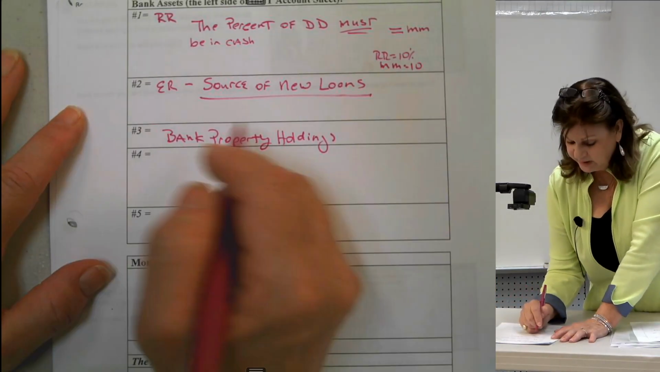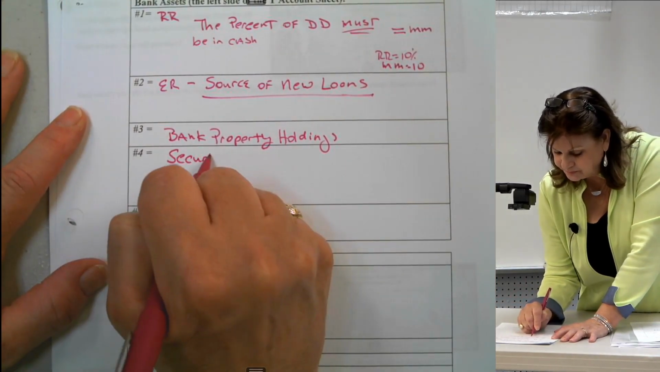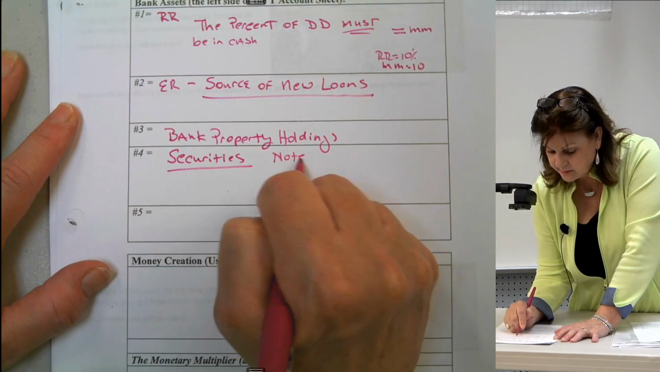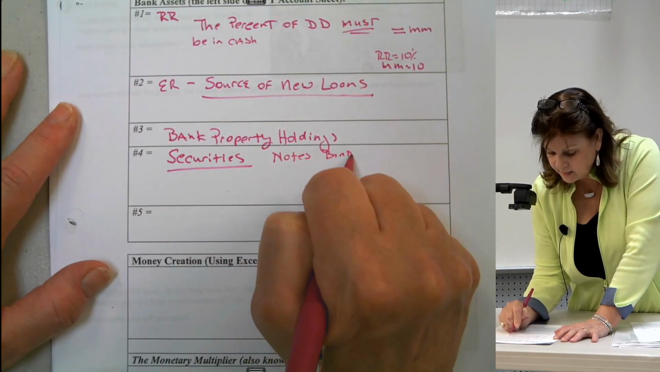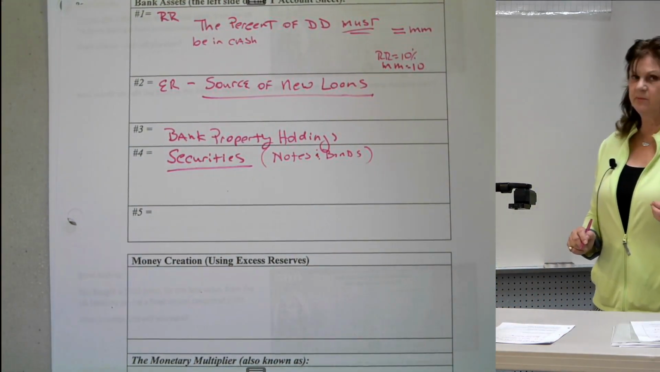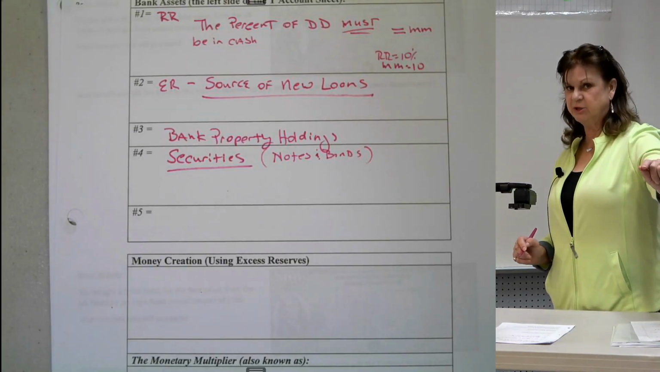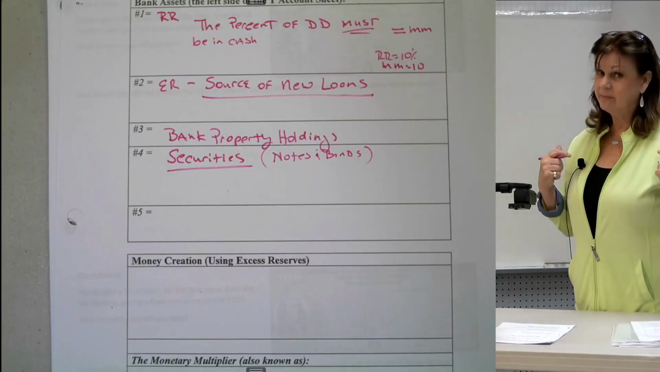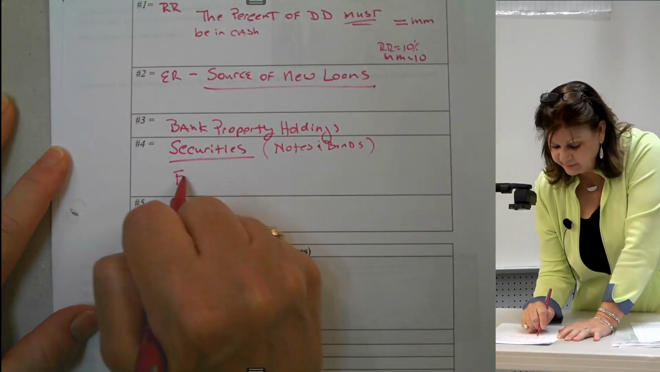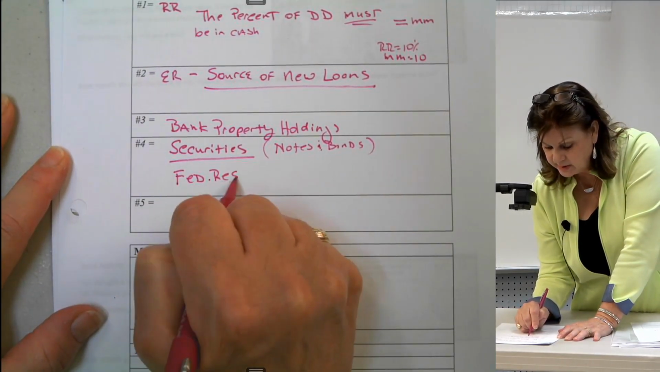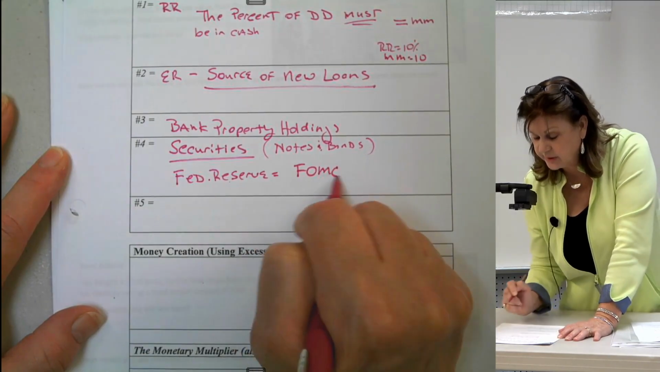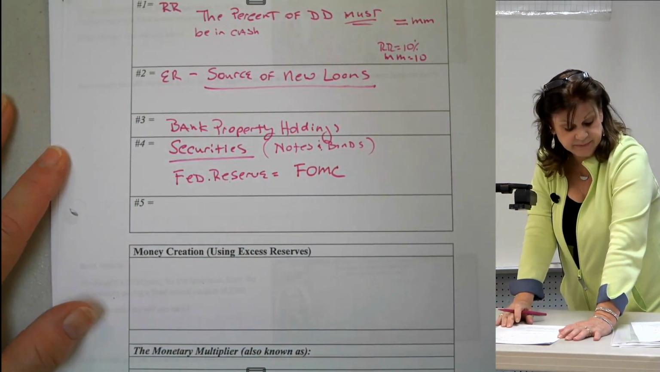But what is important, we get to number 4, and this is the securities. Now, securities are notes or bonds that banks hold. Who issues these securities? The federal government issues them. Now remember, if the federal government sells us securities, they are taking money out of our system. If they buy securities from us, they are putting money into our system. The Federal Reserve decides how many of these securities to buy and sell in the Federal Open Market Committee. This is a big deal. We'll talk about this more.